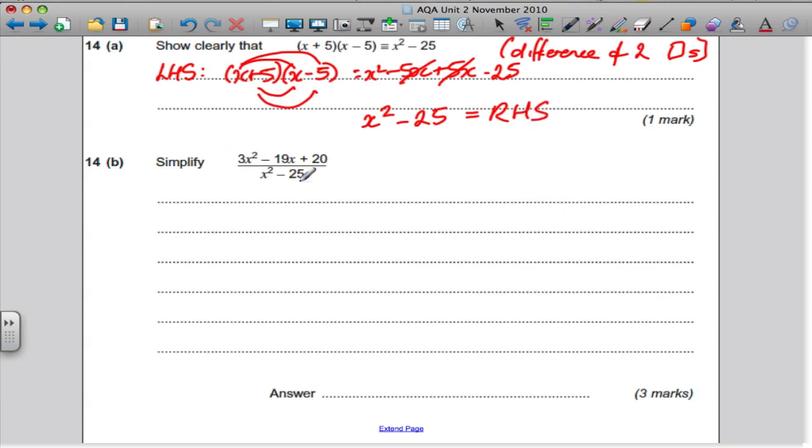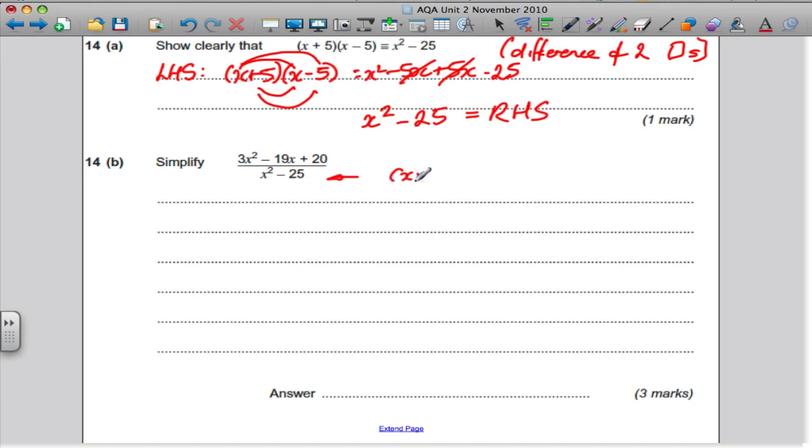14 part B, simplify the following. This is an algebraic fraction. When I'm trying to simplify these algebraic fractions, the best and first move I should use is to factorize the top and bottom of those fractions. Now, if you think about it, I know how the bottom factorizes given 14a, because I know this factorizes to x plus 5, x minus 5.